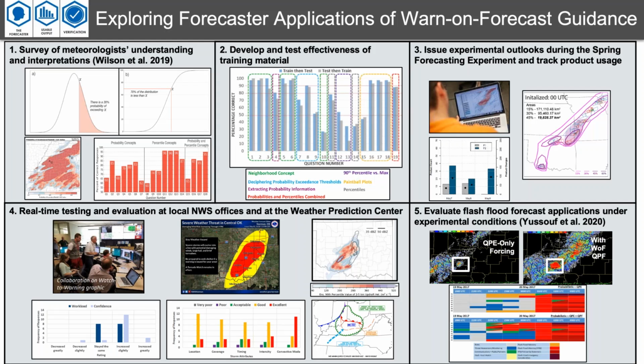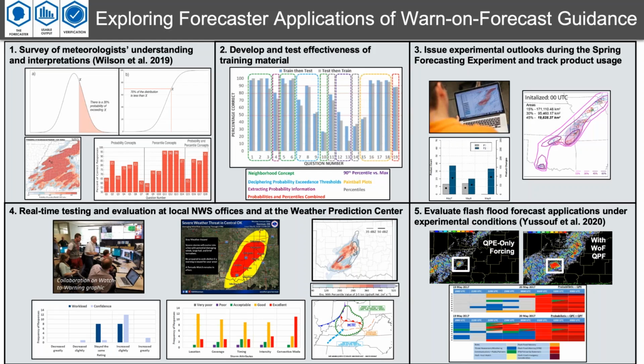And so we started off by, first of all, just looking at, well, what do forecasters think when they see this guidance? How do they interpret it? There's a huge amount of literature that looks at the public's interpretation of probabilistic information, but we were interested in, well, what about the experts? And so what I'm showing here on this slide is a variety of different work that we've done with forecasters.